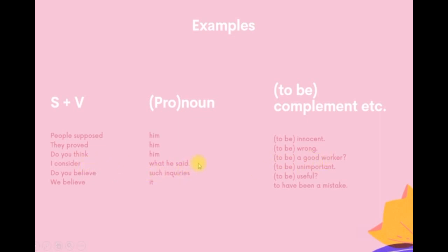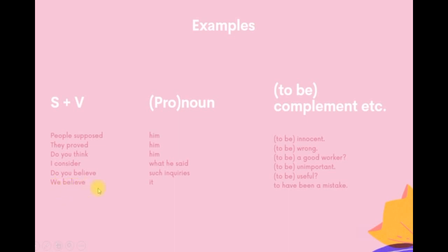I consider what he said important. You can also say, I consider what he said to be important. So because this is optional, you can omit to be here. Do you believe such inquiries to be useful? Or do you believe such inquiries useful?